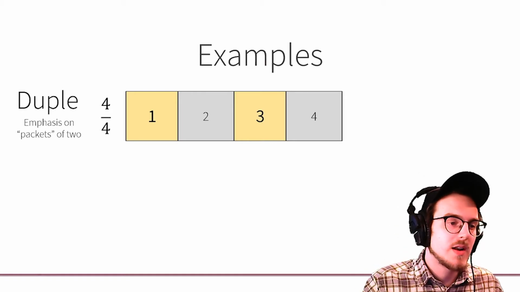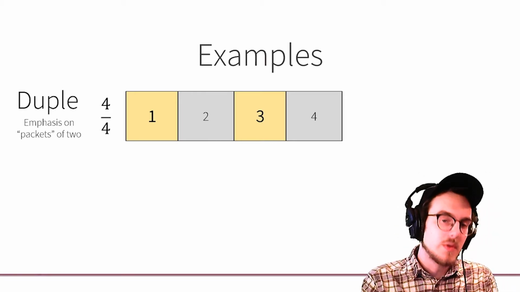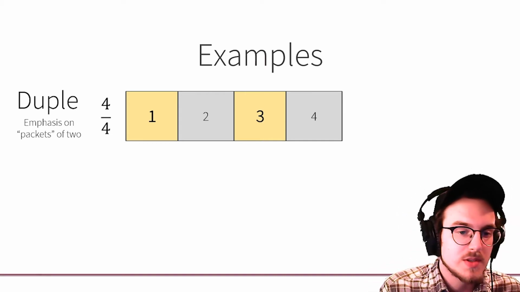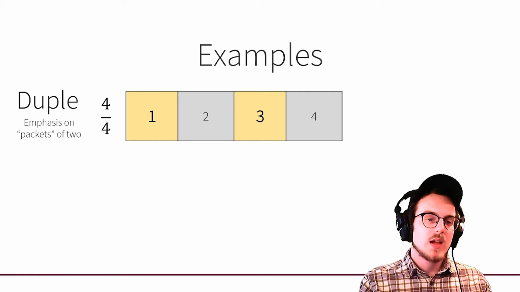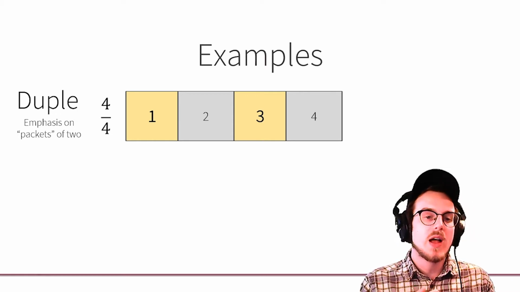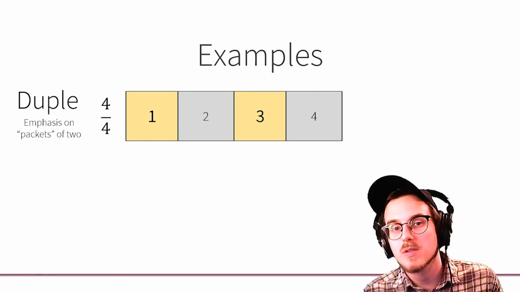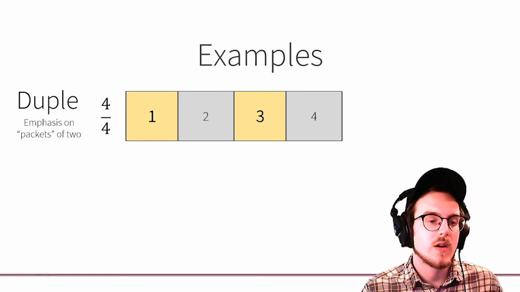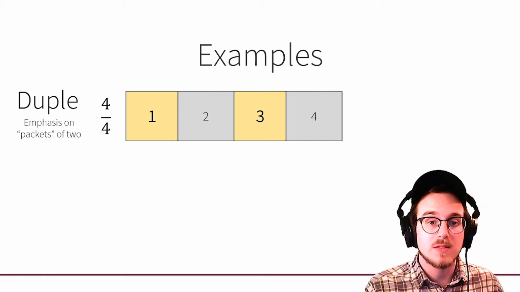So duple, right? Emphasis on the packets of 2, 1, 2, 3, 4. We have these yellow ones that we see. These are going to be hit a little bit harder. They're going to be accented. And sometimes you'll see 2/4 with the accent on the 1s and 3s. Sometimes you'll see it with the accents on the 2s and 4s. That just depends genre by genre. But the important thing is that in both of those scenarios, it is working with packets of 2.